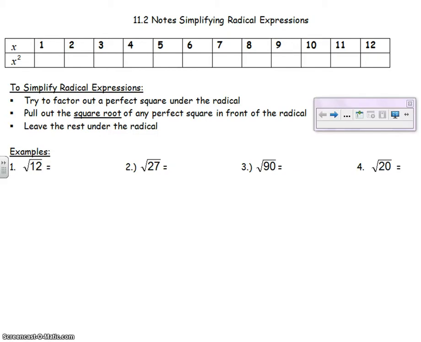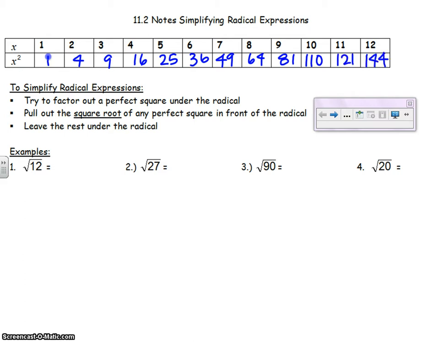We're going to start by making a chart of the perfect squares. Even though we know you know them all, we're going to make it so we have it and we can reference it very easily. So 1 squared obviously is 1. Our next perfect square is 4, 9, 16, 25, 36, 49, 64, 81, 100, 121, and 144.